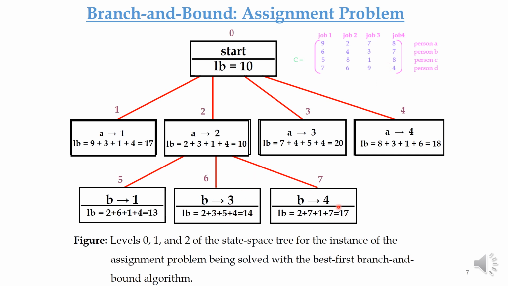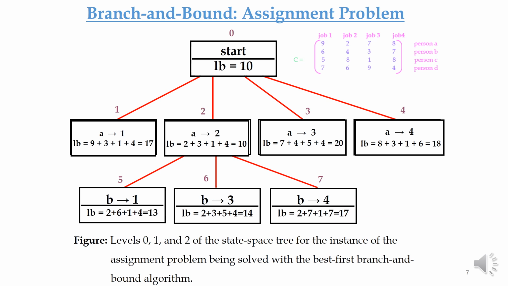And node 7 represents assigning job 4 to person B. So the first job is already 2. Then the fourth job to person B is 7, so 7 is recorded. Then in the third row, the smallest value is 1, so it is recorded. Then in the fourth row, job 4 is already blocked for person B, so we take the next smallest one. Here also 6 is blocked for person A, so we are taking 7 here. So now after adding this, we get the value 17.